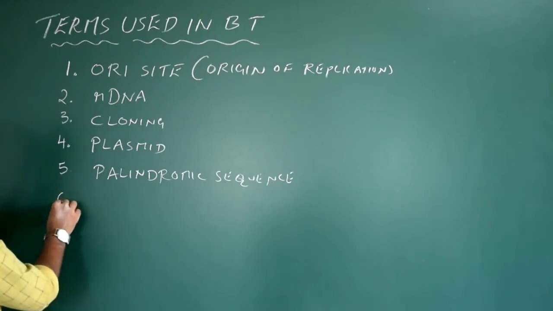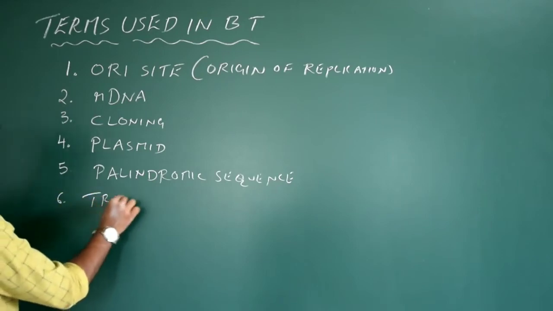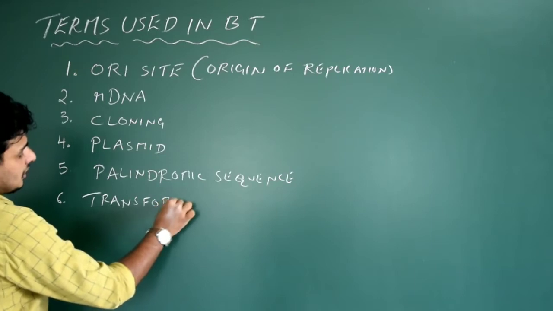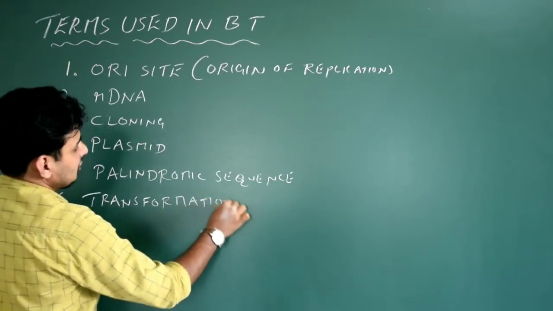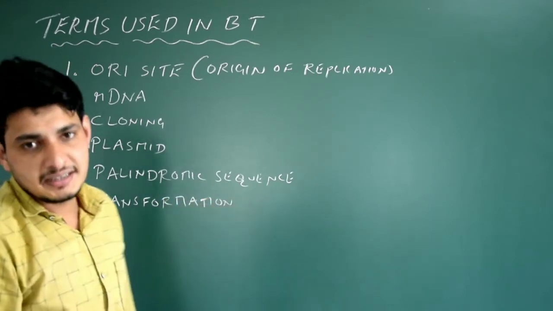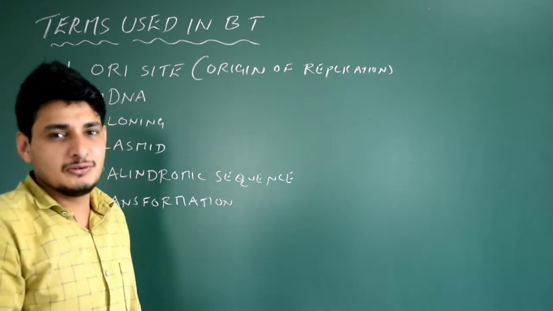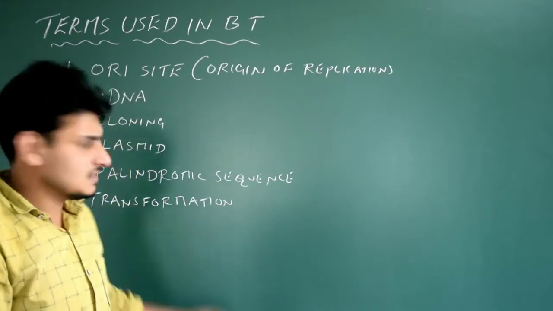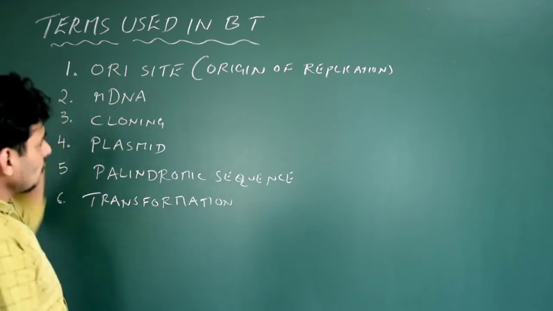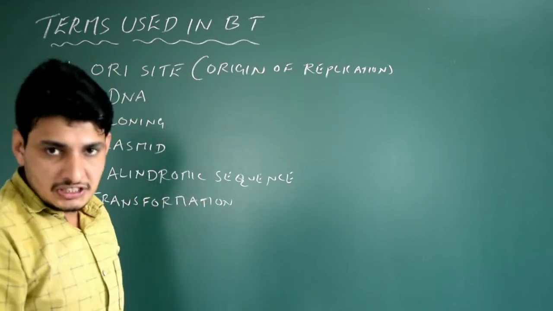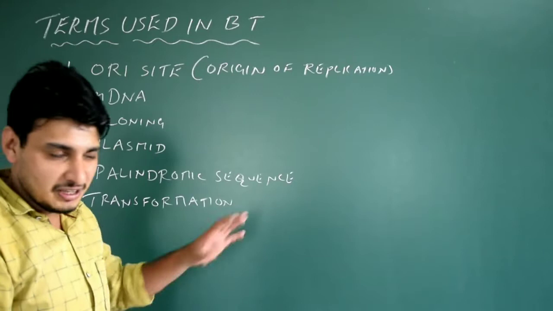The next is transformation. I think you know about this word. Transformation is when any living organism takes up a foreign DNA, it gets transformed. You know about it. Griffith's transforming principle, same transformation. So what is this ORI? That is origin of replication. We know about it. We have already studied.